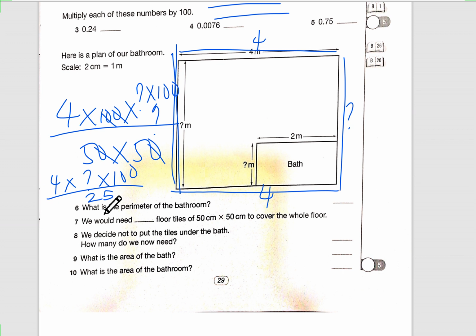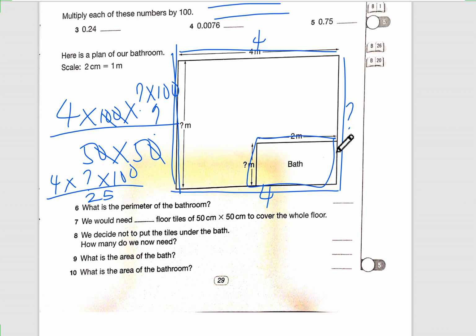Okay, number 8. We decide not to put the tiles under the bed. How many do we now need? So all you need to do is take whatever we need minus what you calculate for just the bed, for the dimension of the bed.